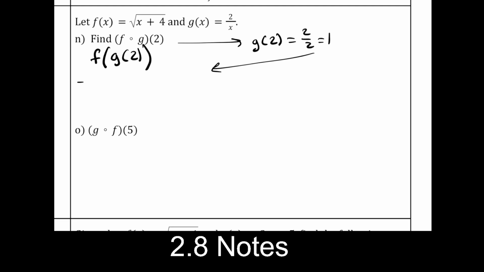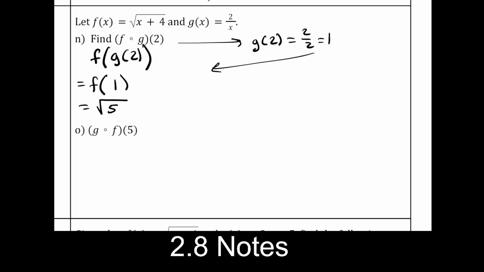This is going to be f of, and now we just said that g of 2 is 1. So I'm going to put a 1 in here. And f of 1 is the function of f with 1 plugged in. So the square root of 1 plus 4, which is the square root of 5. This is our f of g of 2.